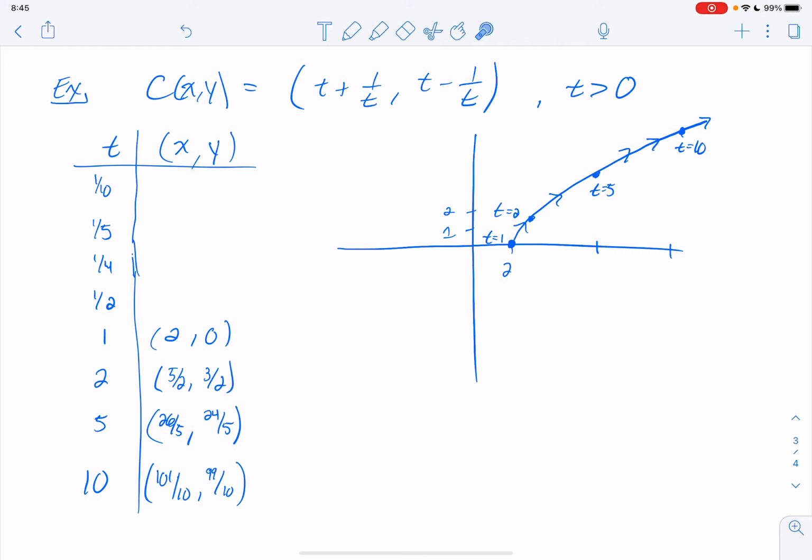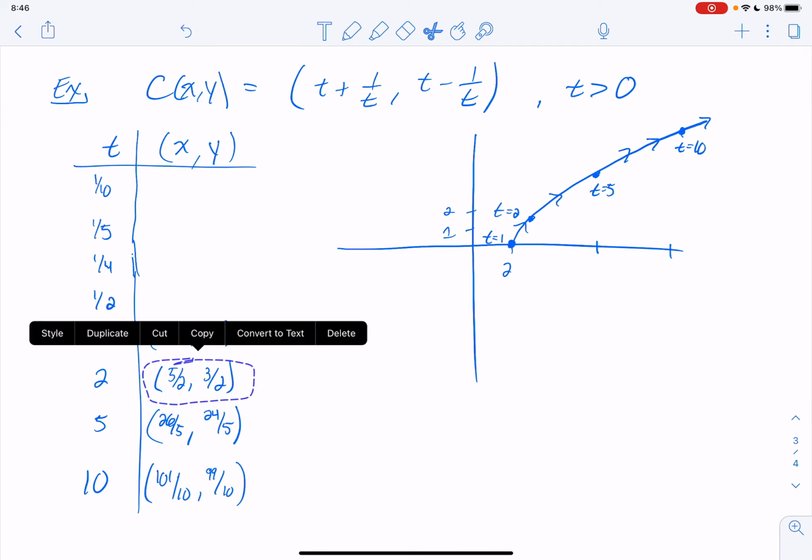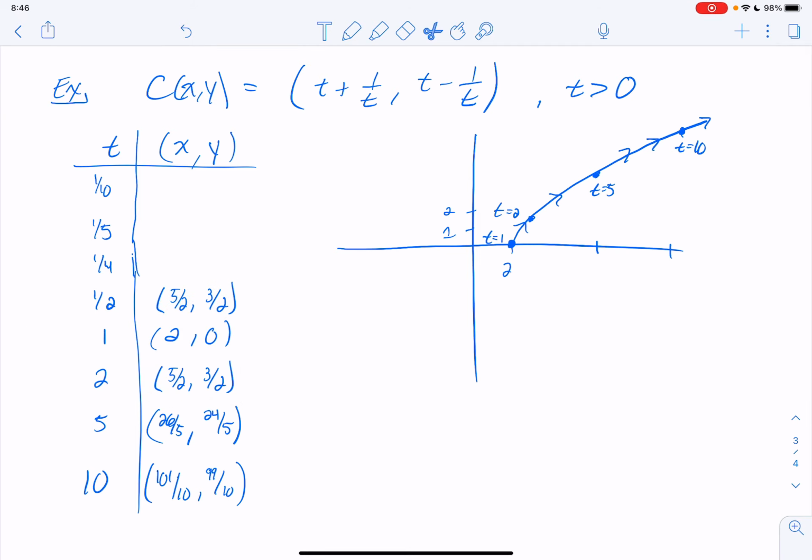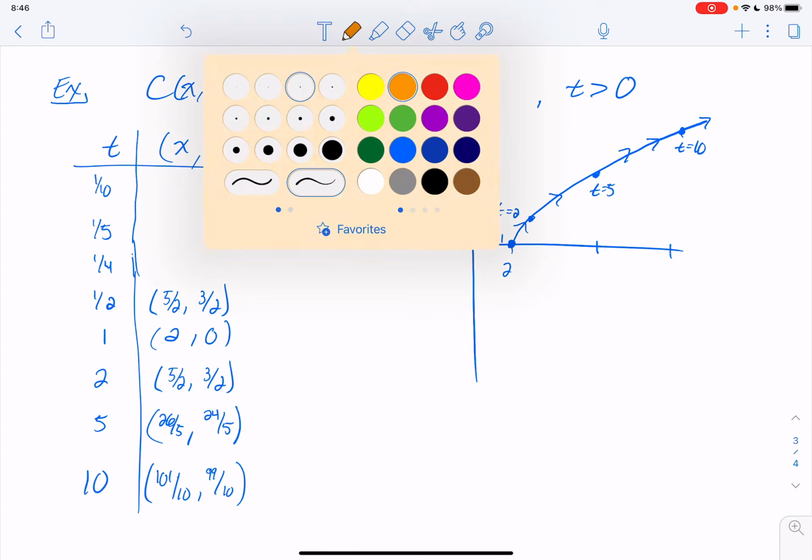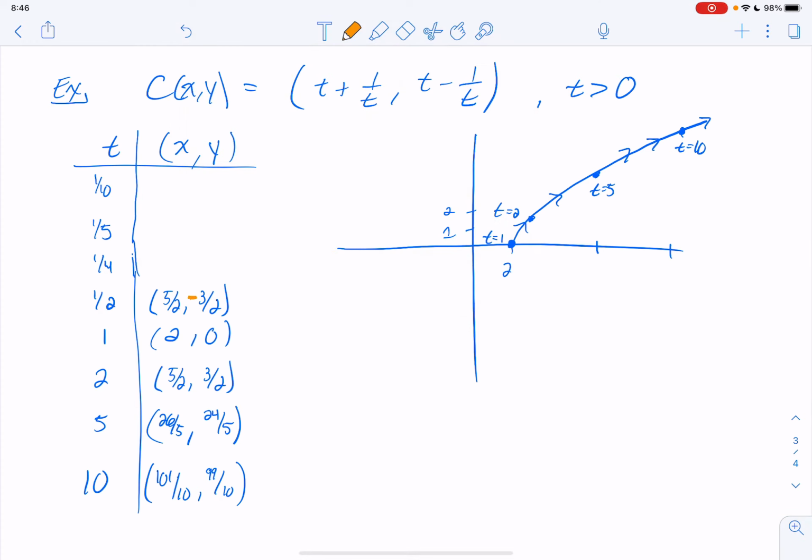If I plug in 1/2, what do I get? 1 over 1/2 is just a 2. So 2 plus a half is 5 halves. That's exactly what I had here. If I plug that in over here, I'm getting 1 over 1/2 is a 2, so I'm getting 1/2 minus 2. That's a negative 3 halves. So I'm getting the exact same point I had. Instead of 1/2, I had a 2 here. So I'm getting the exact same coordinate here, except instead I'm introducing a negative into the y-coordinate.